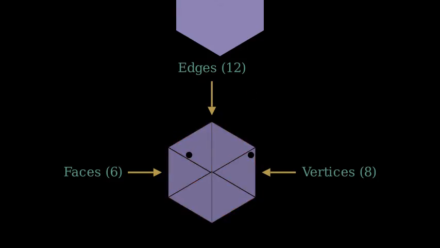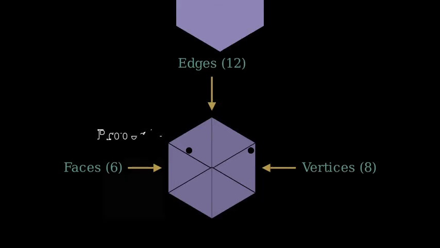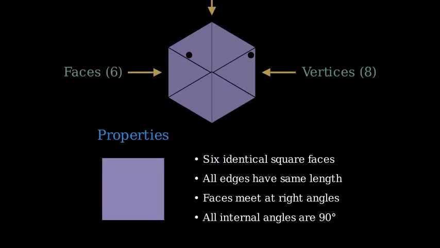Let's take a closer look at the properties of a cube. All 6 faces are identical squares. All edges have the same length. All faces meet at right angles. All internal angles are 90 degrees.